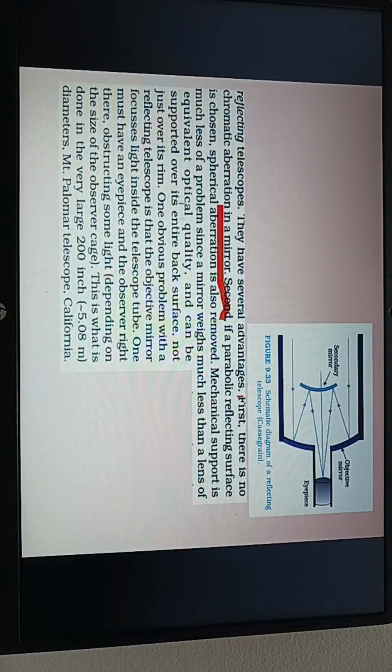Another one is mechanical support. It is much less for a mirror, because if you make the lenses bigger in size, a strong support is required, otherwise it will fall down and break. So mirrors are made on concrete also, and only the polished surface you can see is very small, so mechanical support is less. So mirror weights are less than lenses.